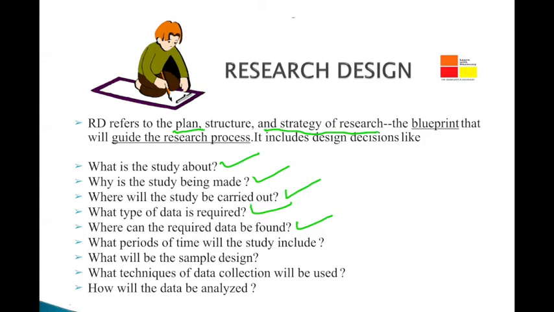Then the time frame, as I always emphasize, should also be included in research design. And what will be the sample design? Your sampling procedure also comes under research design. What techniques of data collection will be used? That also you have to mention. What type of data is required is a different thing, like primary data or secondary data. Then with what source, that means the tools and techniques you will develop for data collection, that also is to be highlighted in research design. And next, the methodology with which you will be analyzing your data. These are the key things to be covered in your research design.